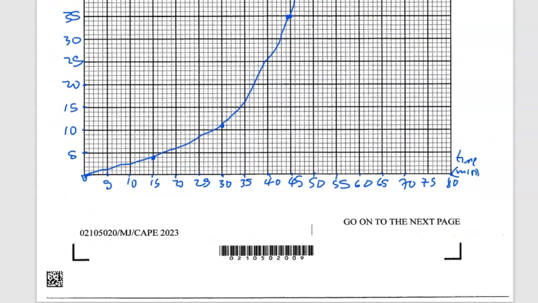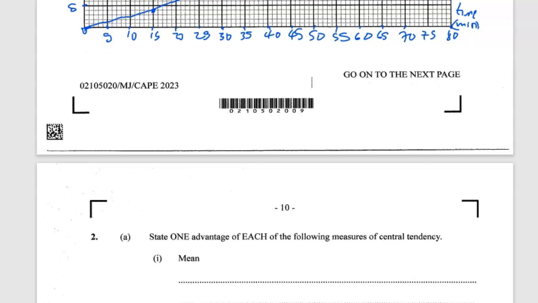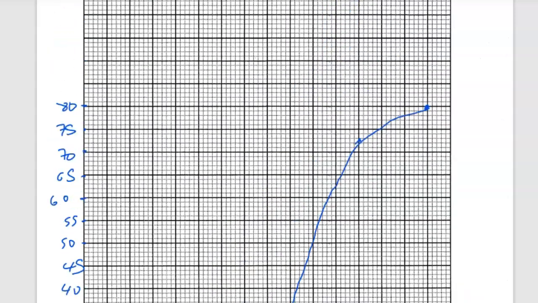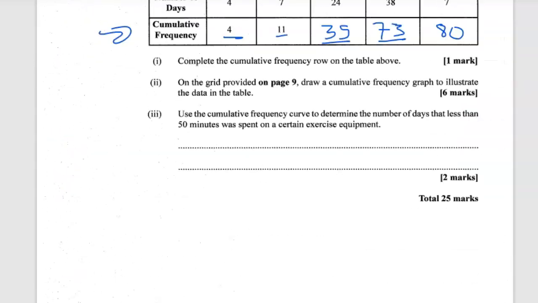And then let's see what we're asked about the graph. Part 2 was 6 marks for the graph. Part 3: use the cumulative frequency curve to determine the number of days that less than 50 minutes was spent on a certain exercise equipment. So less than 50 minutes, that's what we're after.